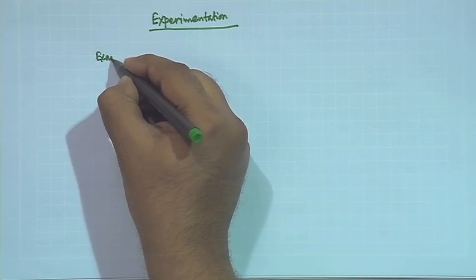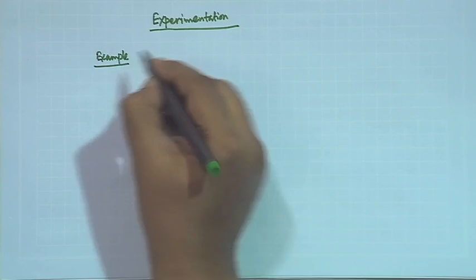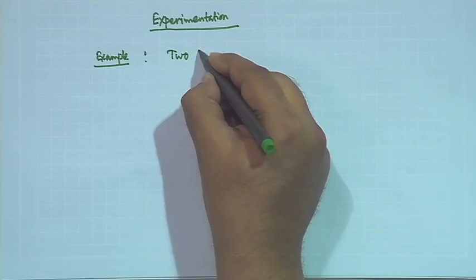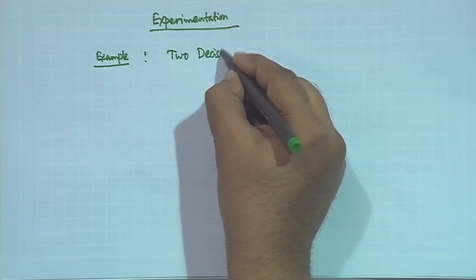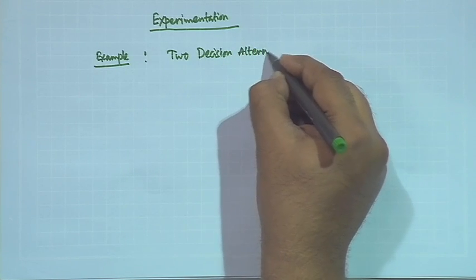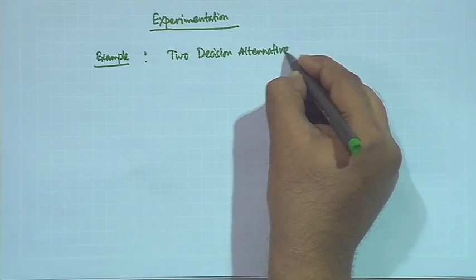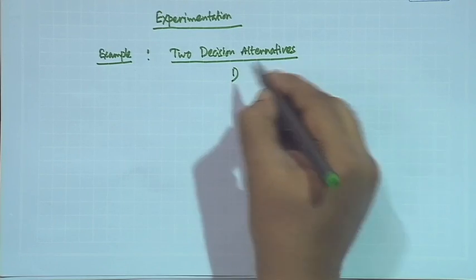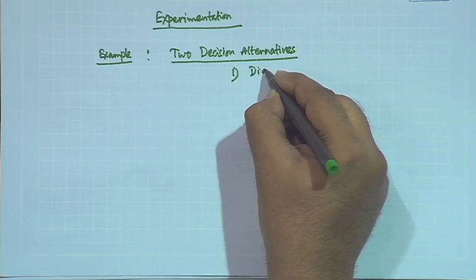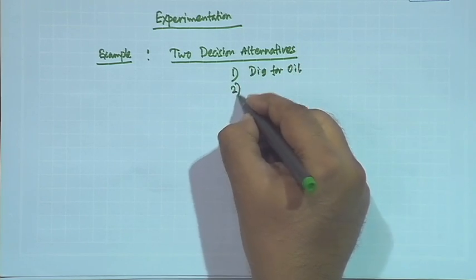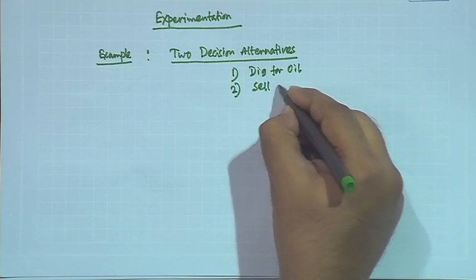This example basically looks at two decision alternatives: one is dig for oil, and two is sell the land.